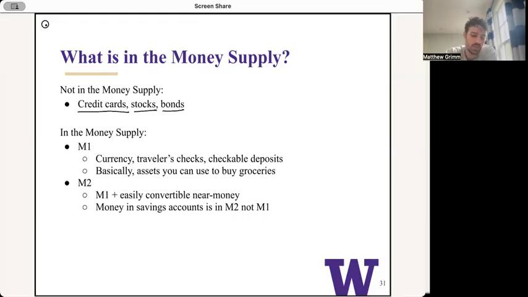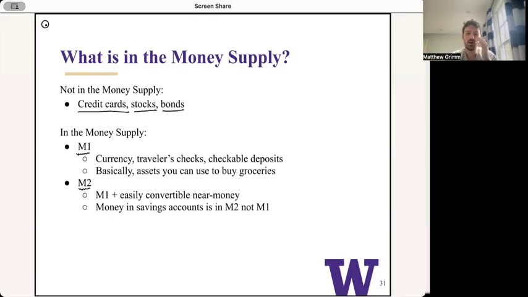So what is in the money supply? There are some things that are in the money supply, and they're all quantified by this M thing. So we have M1, M2. We might have more. Do we have more in this? No, we're only talking M1 and M2. I think it goes to M3 and even M4, but you'll see the trend in this. So M1 is currency, traveler's checks, checkable deposits, basically assets you can use to buy groceries, right? So this money is very liquid. That's the key to M1.